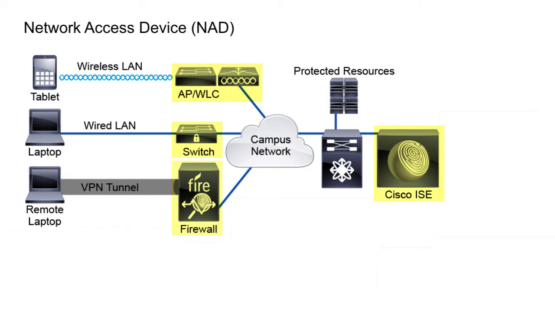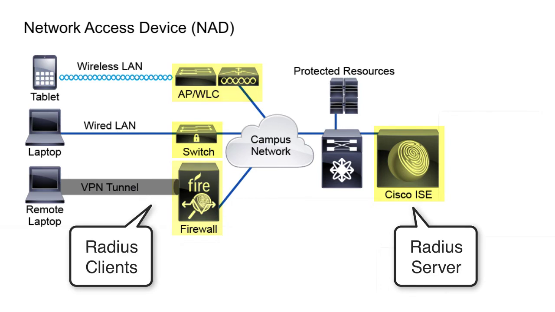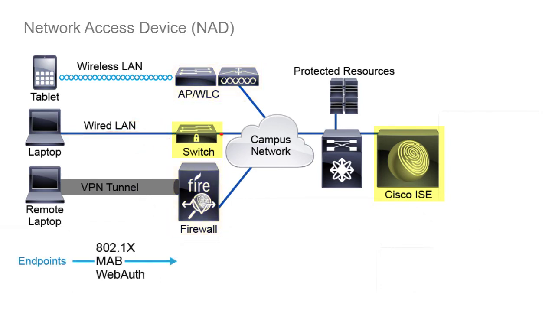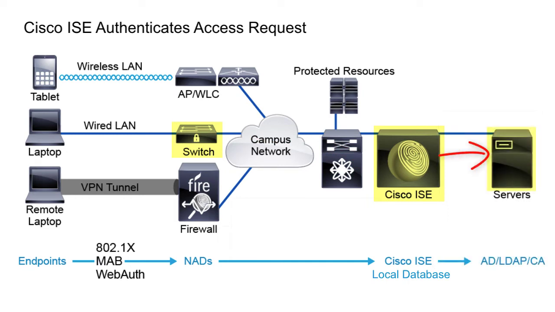When using RADIUS for authentication, Cisco ISE acts as the RADIUS server and the NAD is the RADIUS client. The NAD sends the access request from the connecting device to Cisco ISE, which can use a local database for authentication, or a back-end service such as Microsoft Active Directory or LDAP.